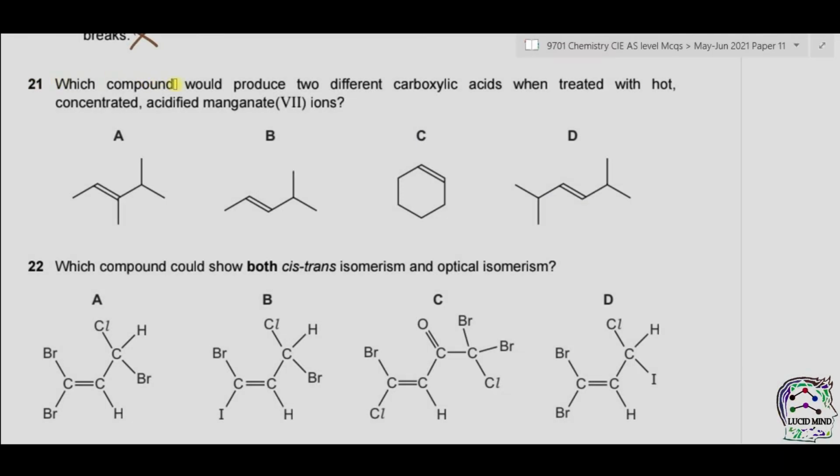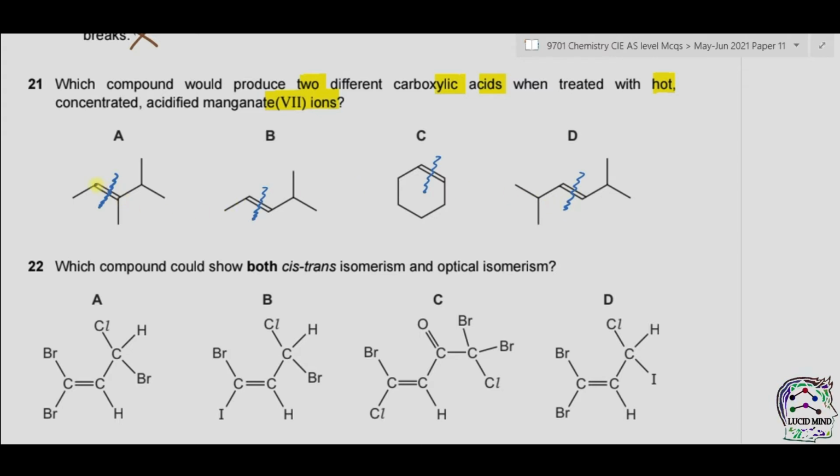Question 21. Which compound would produce two different carboxylic acids when treated with hot concentrated acidified manganate(VII) ions? Now, hot concentrated acidified manganate ions break the carbon-carbon double bond, so cleavage of the double bond takes place.